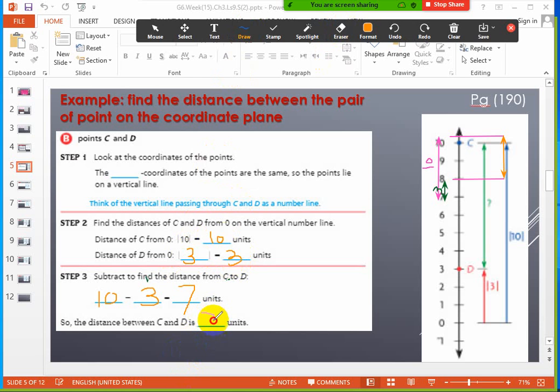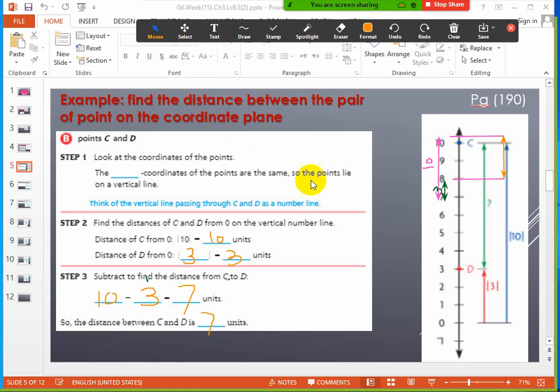So the distance between C and D is 7 units. You can count it on the coordinate plane. Okay, girls, did you understand it?